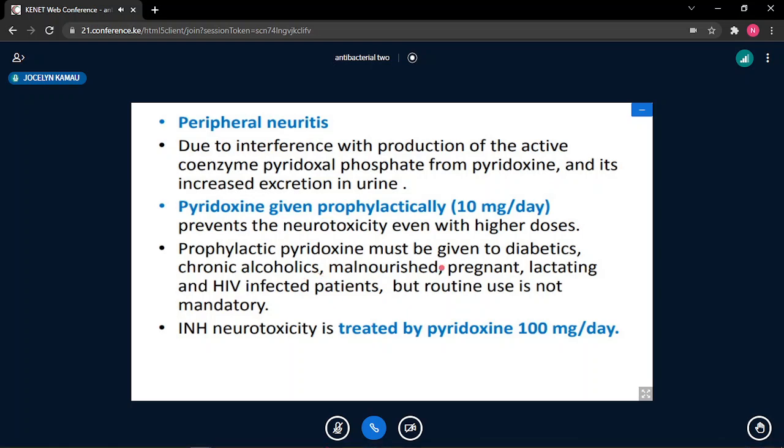Prophylactic pyridoxine must be given to diabetics, chronic alcoholics, malnourished, pregnant, lactating, and HIV-infected patients, but routine use is not mandatory. You would, however, need to give it to these susceptible groups. Remember, we did mention some of those susceptible groups when we were starting. It would be important to give them prophylactic pyridoxine so that you minimize peripheral neuritis. INH neurotoxicity is treated with pyridoxine, about 100 milligrams daily.